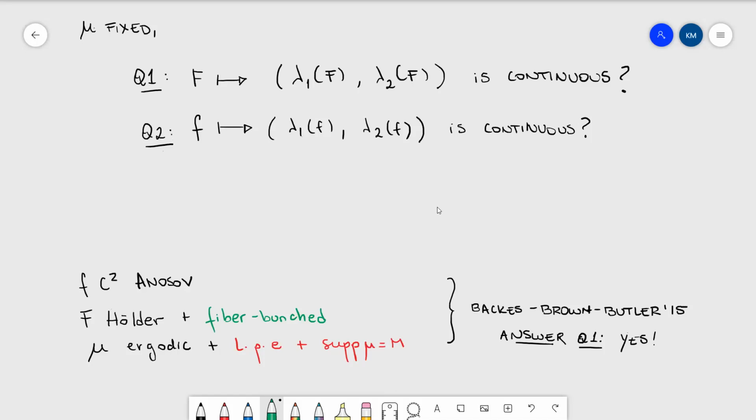And then in this setting, there is a result of Backes, Brown, and Butler that says that the answer to the first question is yes. If you have this, you can perturb your linear cocycle, and you are going to have continuity of the Lyapunov exponent. I should mention that Backes, Brown, and Butler is a more general result. I choose to present to you the version that is more direct to adapt to the setting of center derivative cocycle.